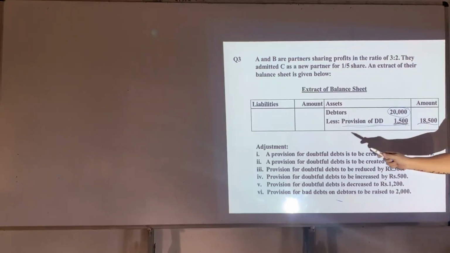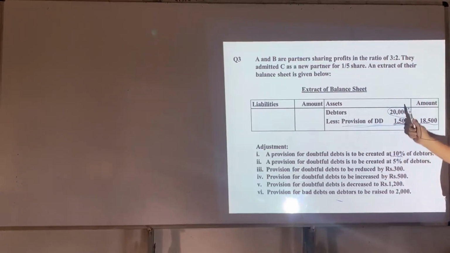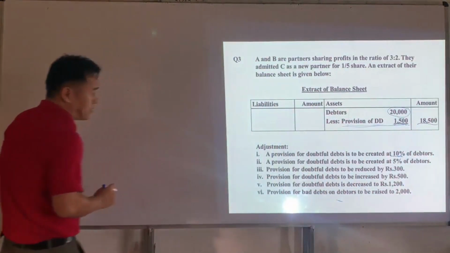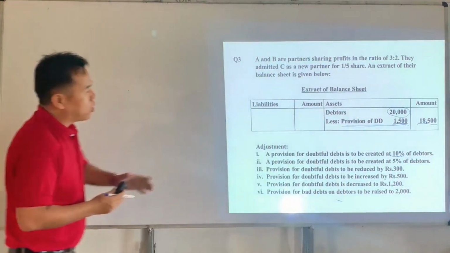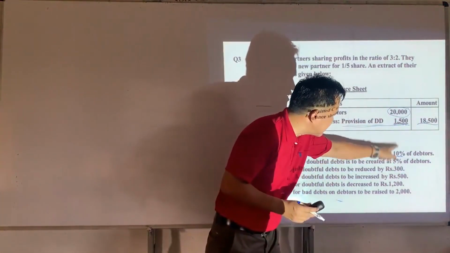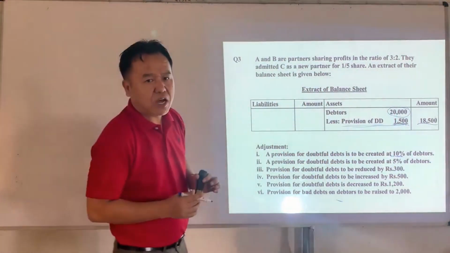So normally provision for doubtful debt is calculated on debtor. So what is the gross amount? 20,000. So what is 10% of 20,000? So we'll get 2,000. Isn't it? Okay. So old provision is 1,500 and new provision is how much? 10% of 20,000, 2,000.